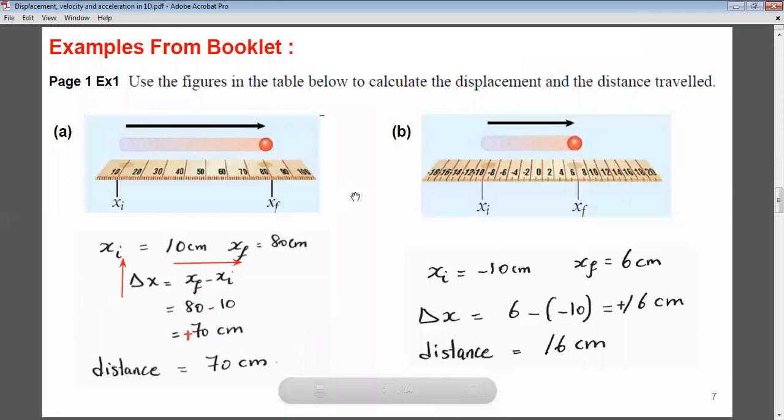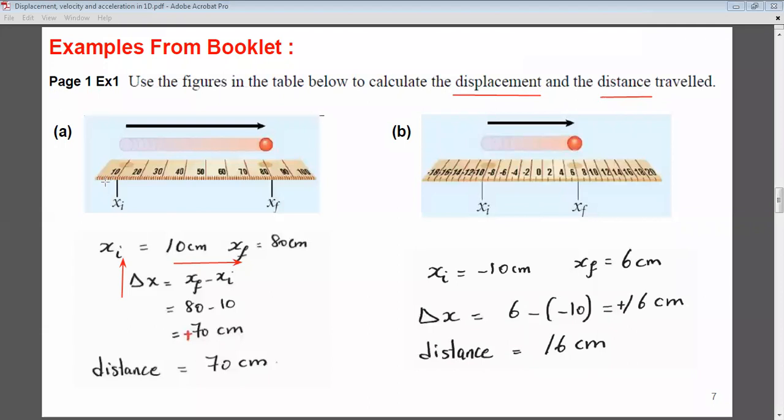Now let's start by solving some examples from your booklet. So you need to open page 1, example 1. Use the figures in the table below to calculate the displacement and the distance traveled. So we want to calculate displacement and distance.